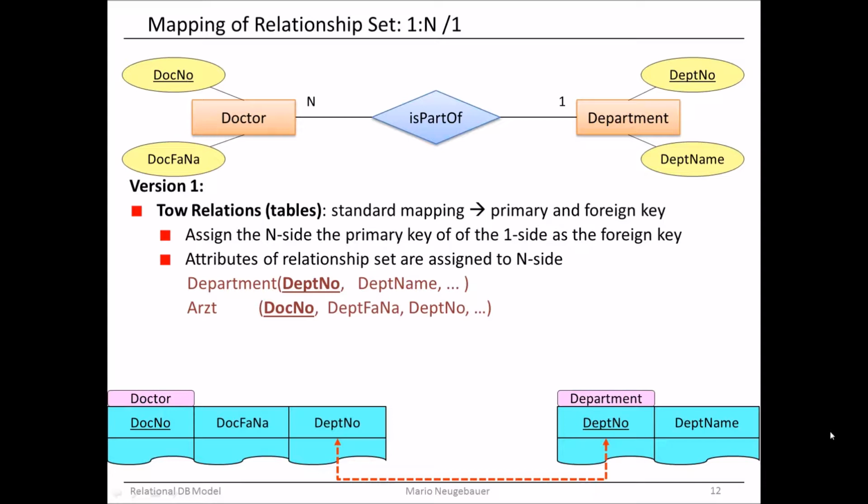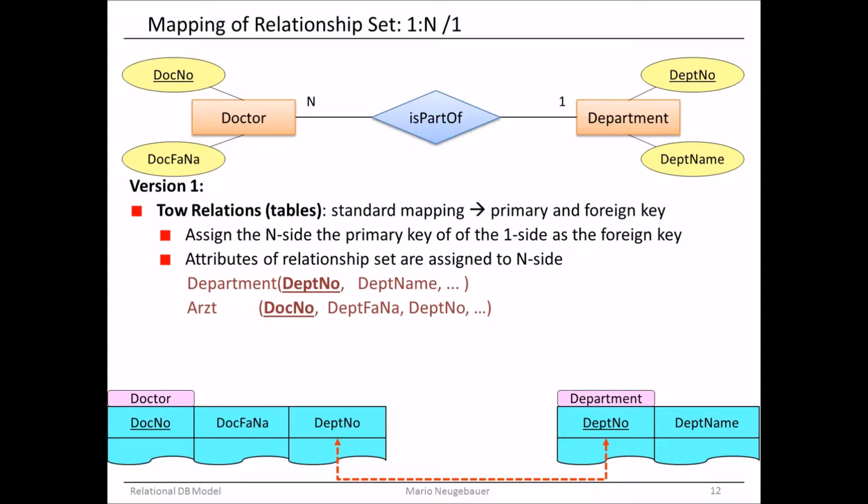Let's now have a look how we map a relationship set of type 1 to n without attributes, in this case, to the relational database model. So in this case, again, we have the doctor, and the doctor now relates to a certain department. Doctor with doctor number with doctor family name, and the department with the department number and department name.